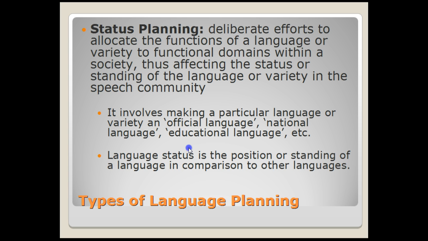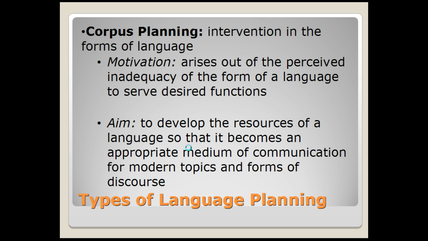The next type of planning is corpus planning, and this refers to the intervention in the forms of a language. Corpus planning arises out of the perceived inadequacy of the form of a language to serve desired functions. Corpus planning may be achieved by creating new words or expressions, modifying old ones, or selecting among alternative forms. Corpus planning aims to develop the resources of a language so that it becomes an appropriate medium of communication for the modern topics and forms of discourse, equipped with terminology needed for use in administration, education, and the like.